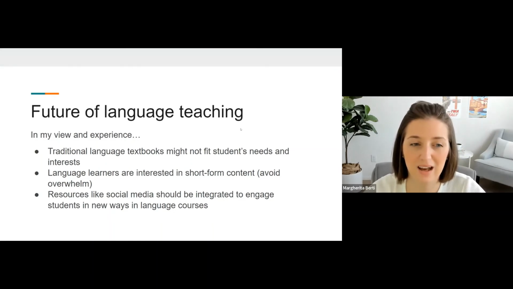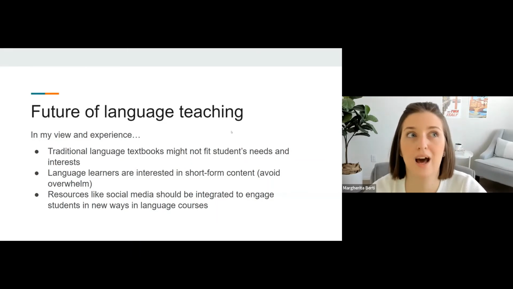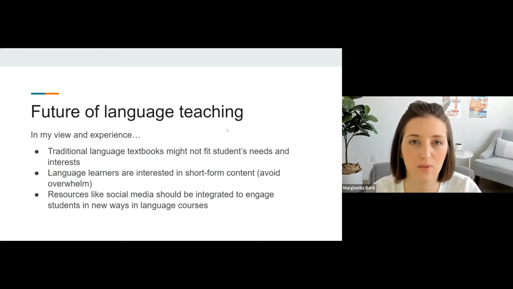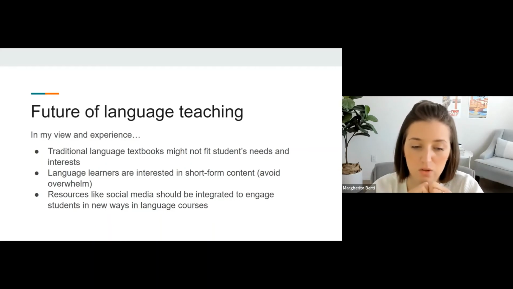And I think students are also interested in short form content. Students are already on Instagram, they're already on TikTok, so why not integrate these types of resources in the classroom that students likely already use? And so we can maybe try to integrate these resources in language courses.